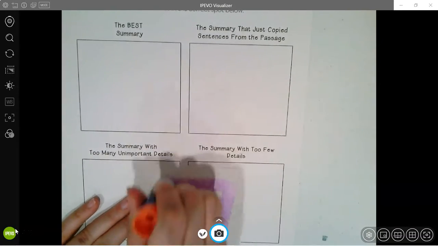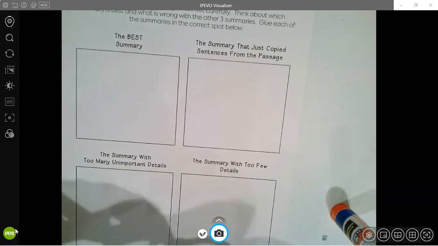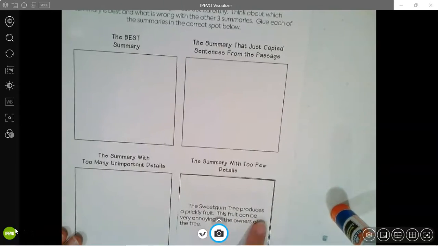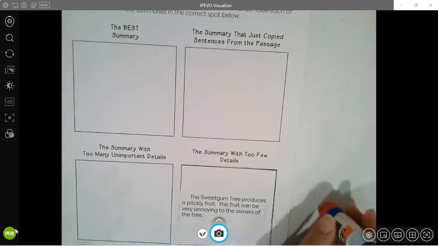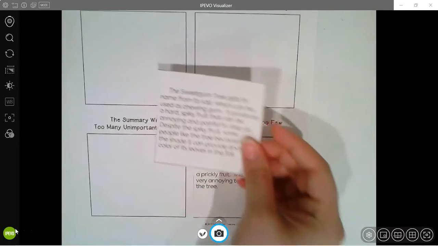Okay, so they just literally just told us that's 2 things and that was it. And right here where it says the fruit can be very annoying to owners, that to me is not an important detail. Okay, an important detail is going to be the stuff that we need to know about the tree. Let's look at this one.